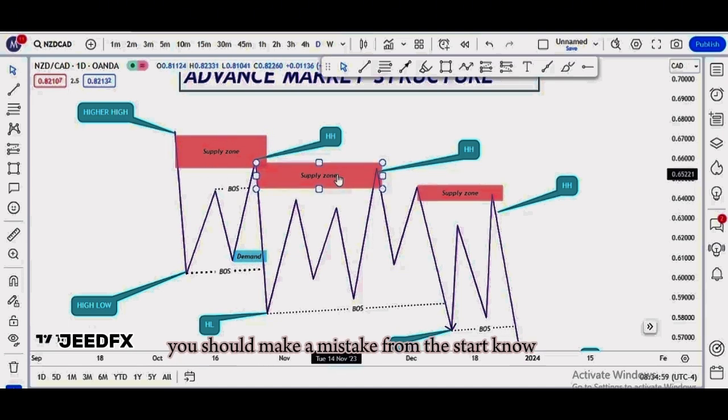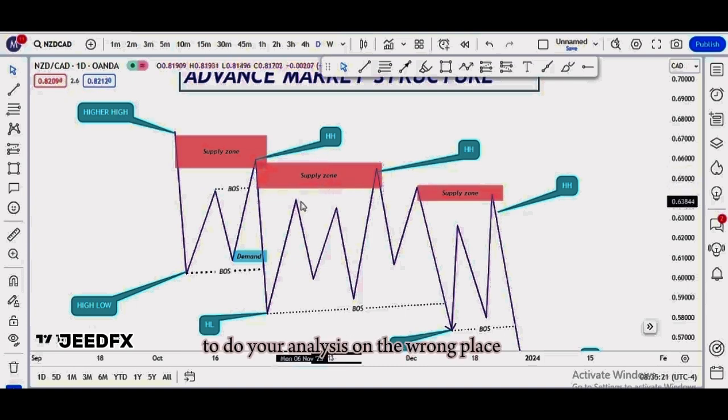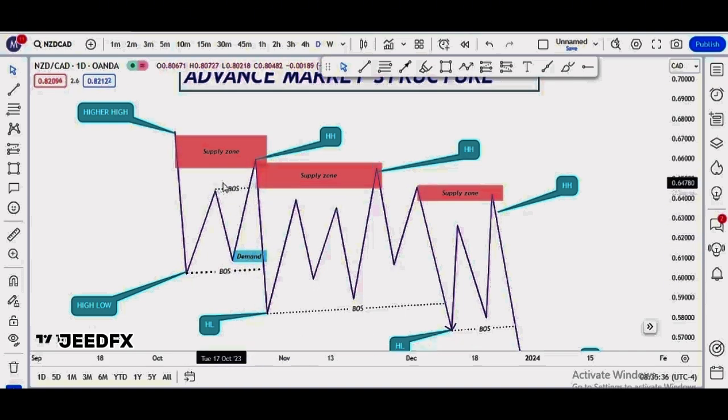If you make a mistake from the start, your analysis is going to be wrong. You have to start very well, because if you do your analysis in the wrong place, the market will still take you out even if your analysis is otherwise right. Now obviously we can see here we have a break of structure. If we are in a smaller time frame, here would be a perfect analysis.